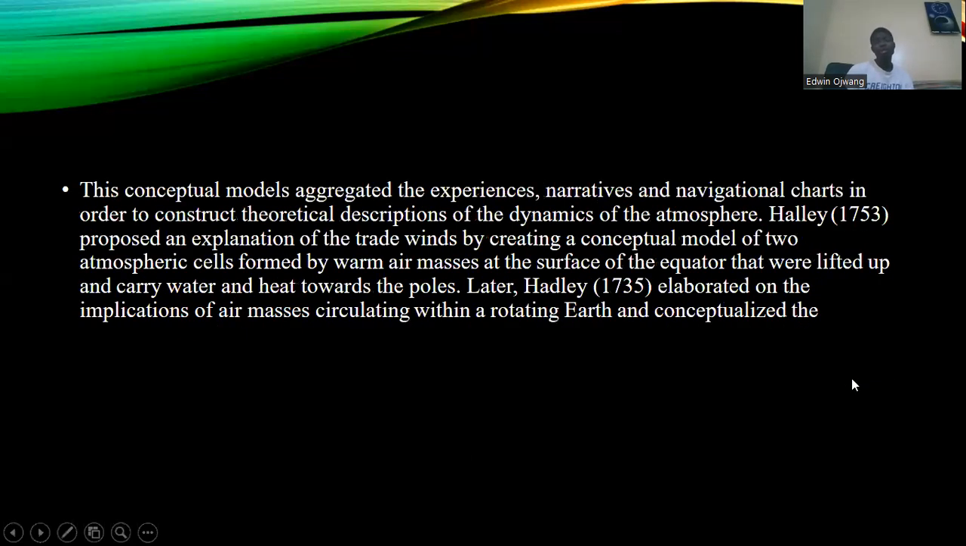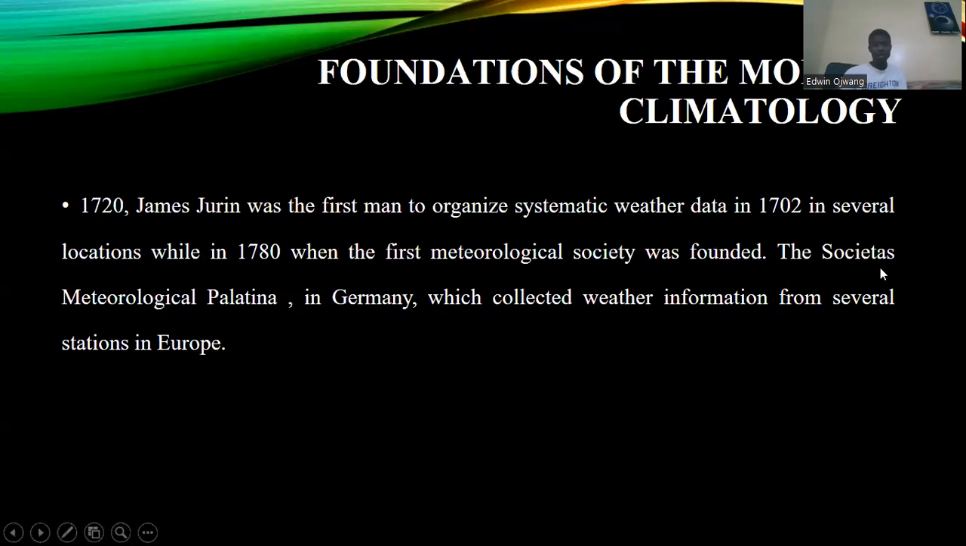Now the conceptual models aggregated the experiences, narratives, and navigational charts in order to construct theoretical descriptions of the dynamics of the atmosphere. Halley proposed an explanation of the trade winds by creating a conceptual model of two atmospheric cells formed by warm air masses at the surface of the equator that were lifted up and carry water and heat towards the poles. Later, Hadley elaborated on the implications of air masses circulating within a rotating Earth. Now, the foundation of modern climatology.